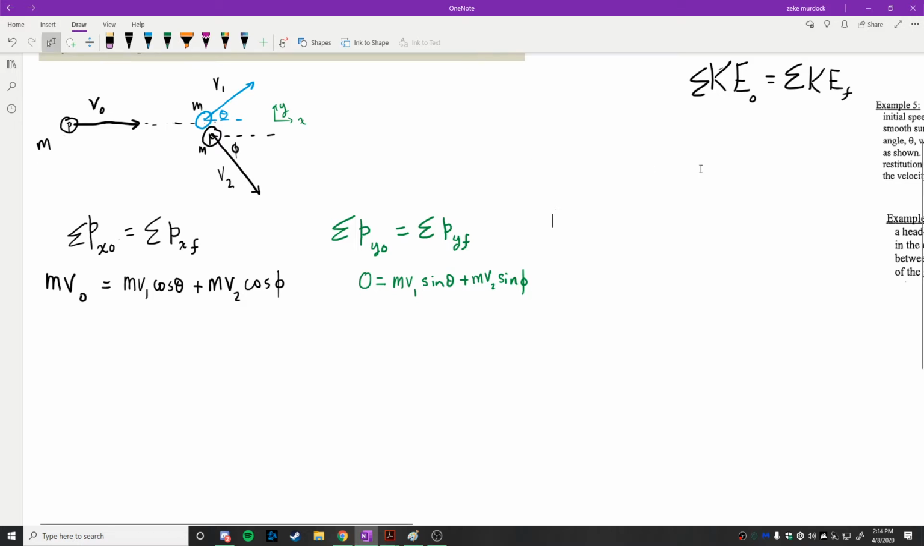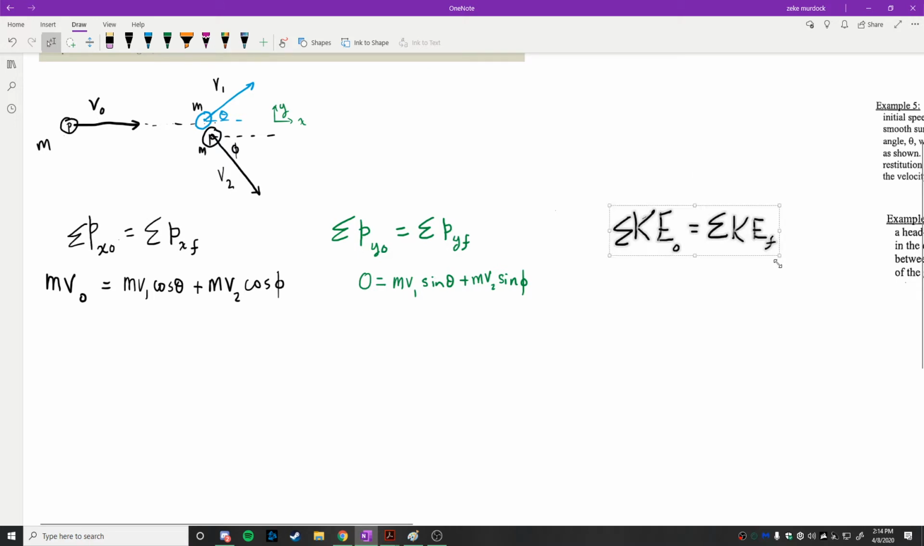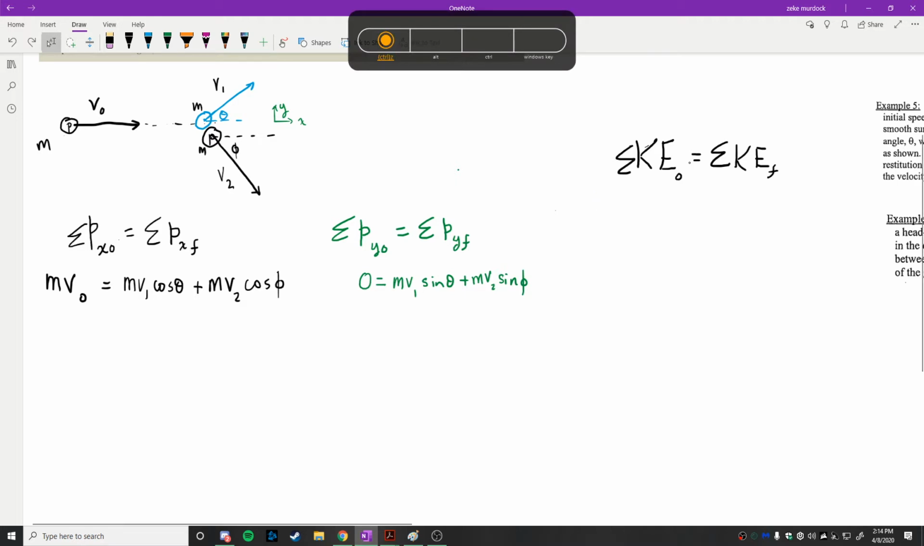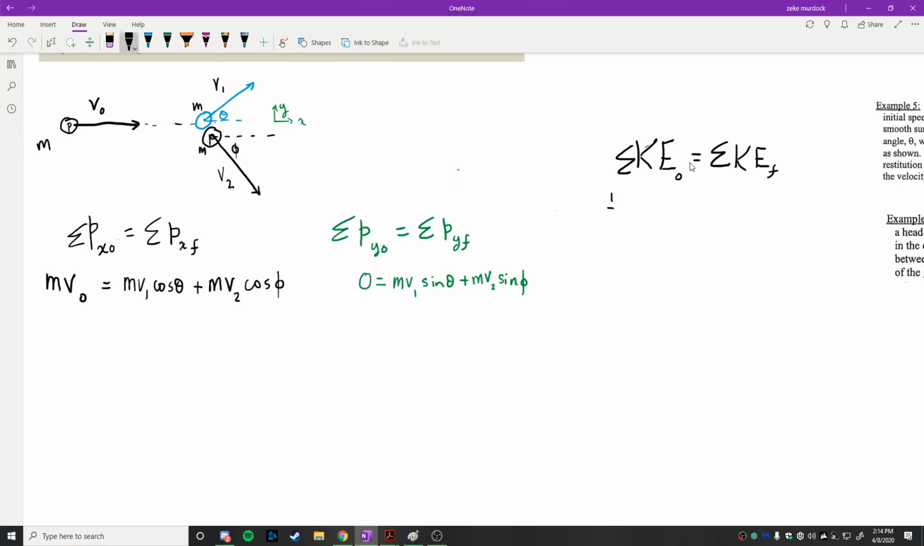Okay, so then this one, kinetic energy. So for this equation, now we just need the kinetic energy, which is just 1/2. This is going to be 1/2. That's the initial kinetic energy. And then the final kinetic energy is just the sum of the 1/2 mv squareds for the final situation. Okay. So does anyone have any questions about those? Hopefully you guys were all able to get the same equations.